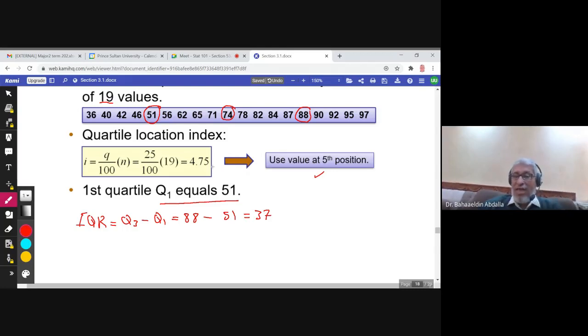The range of all the data, if you want to find the range, would be 97 minus 36. The range in general will be defined in the next section, inshallah. It is 97 minus 36, the range of the data, which is 61. And the range helps you to find the variability, how variable the data is, the spread of the data. So the interquartile range for this data is 37, the range is 61.